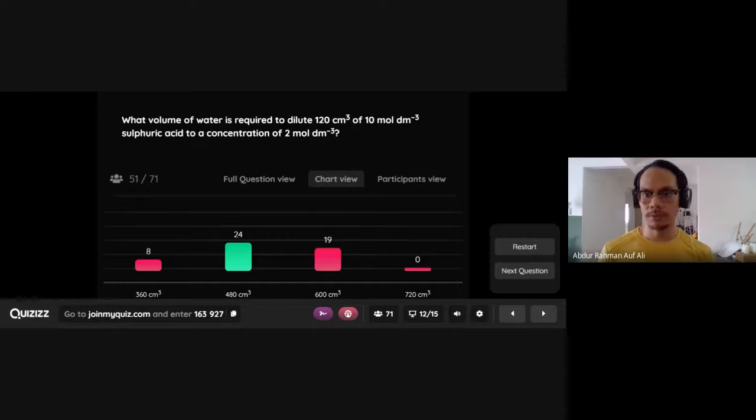120 times 10 is 1200. 1200 bagi 2 is 600. If you cancel out the unit, volume kat sini adalah mole pun cancel. So centimeter cubic. So 600 centimeter cubic. 600 milliliter is the answer. Okay, option number 3 is the correct answer.